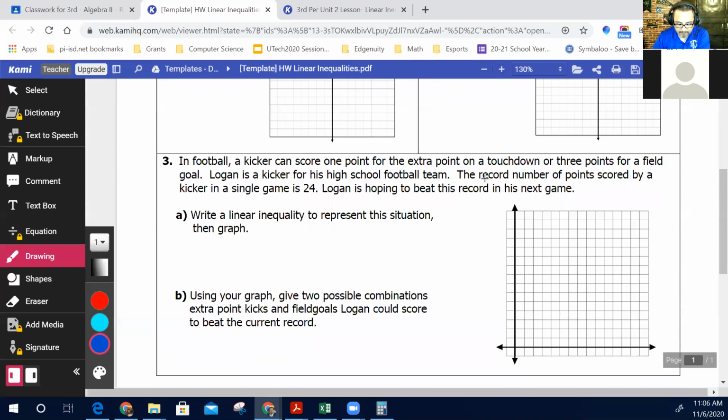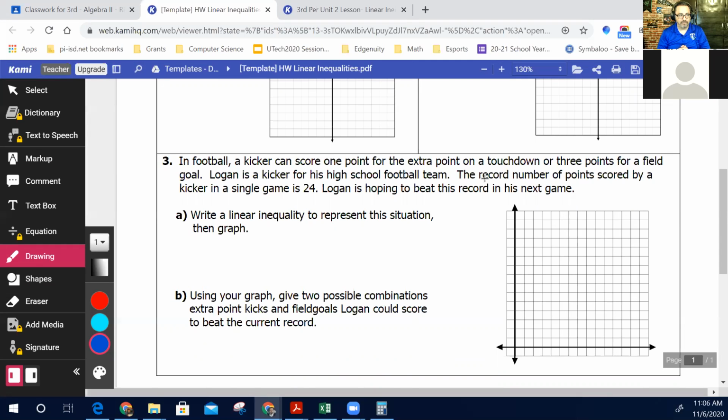Now for the word problem, the applications, that's giving some people some issues. So let me just discuss it for a little bit. It says here that in football, a kicker can score 1 point for the extra point on a touchdown or 3 points for a field goal. So Logan is the kicker for the high school team. The record of points scored by a kicker in one game is 24. It says here that Logan is hoping to beat his record in his next game.